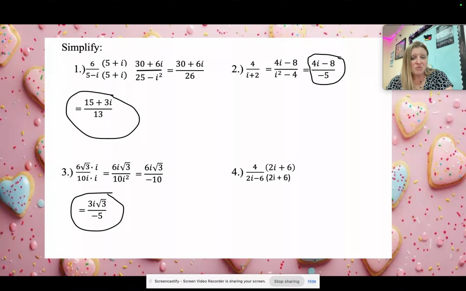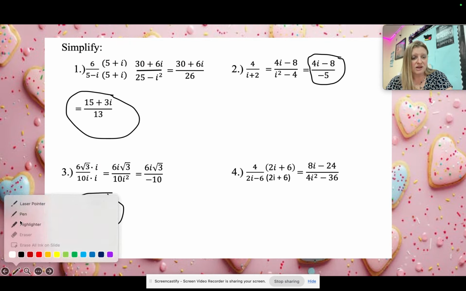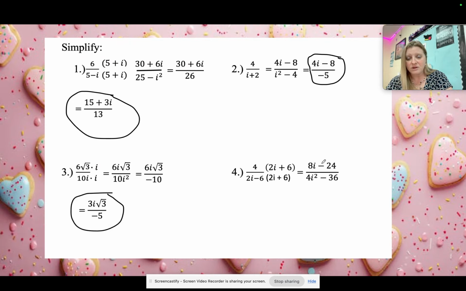Right, we'll do one more for practice, and then we should be good on the i thing. So we're going to conjugate because there's a minus. When we distribute the top, we're going to get 8i, and it should be positive 24 there. I have a little typo. I'm going to fix that real quick.